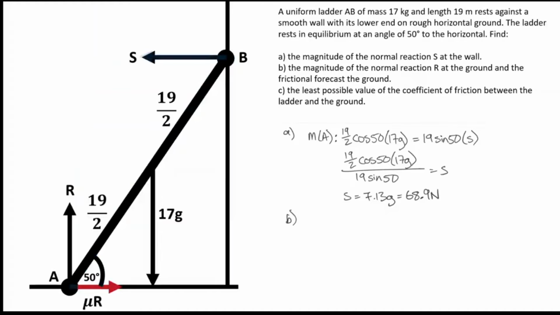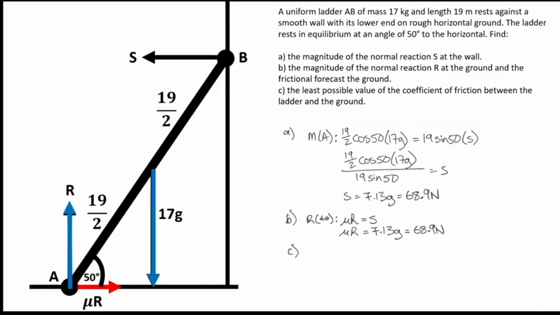In part B, we're asked to find the magnitude of the normal reaction at the ground and the frictional force at the ground. So to do that, we need to resolve horizontally and vertically. Let's start horizontally. So S equals mu R. So the frictional force on the ground, mu R, is going to be exactly the same as S, which we just found. So the frictional force at the ground is 7.13 g.